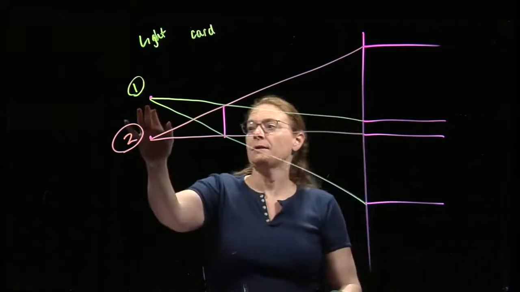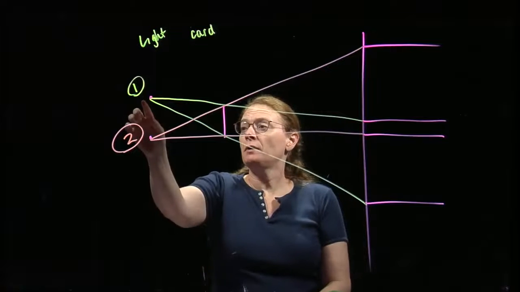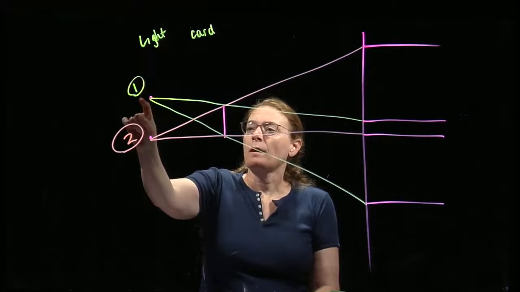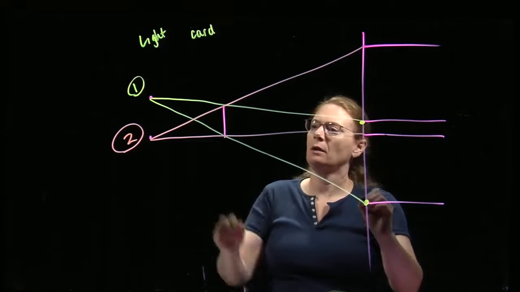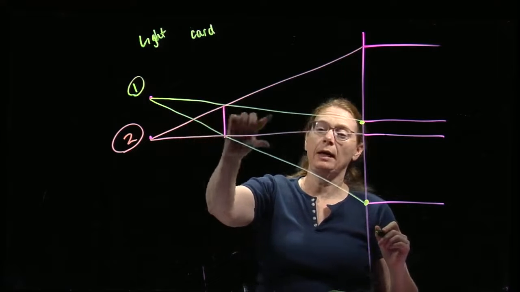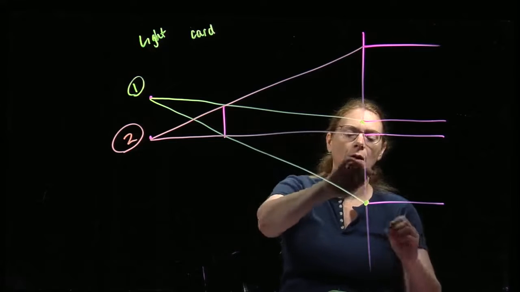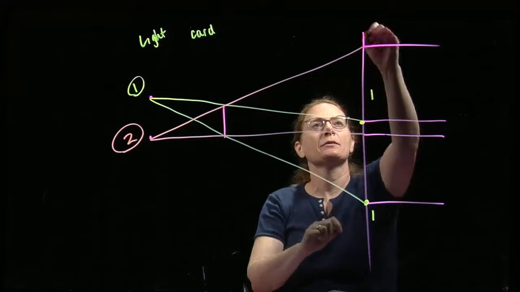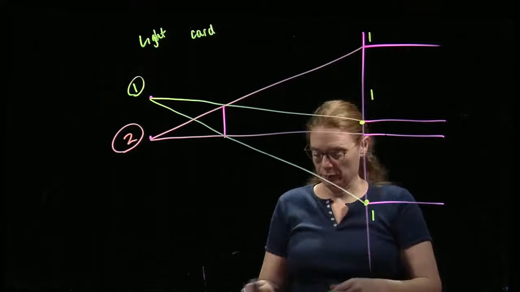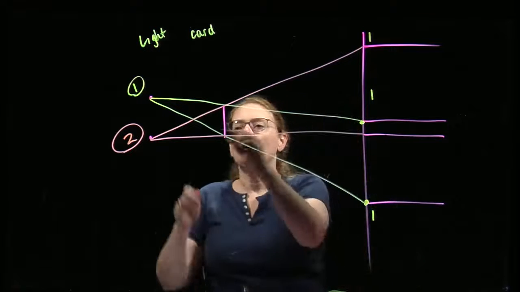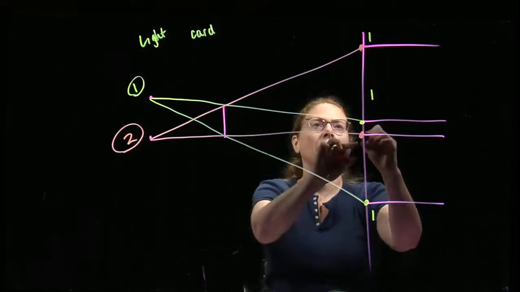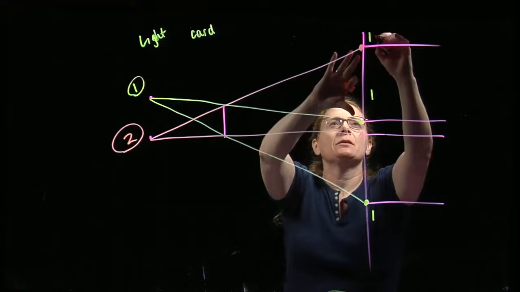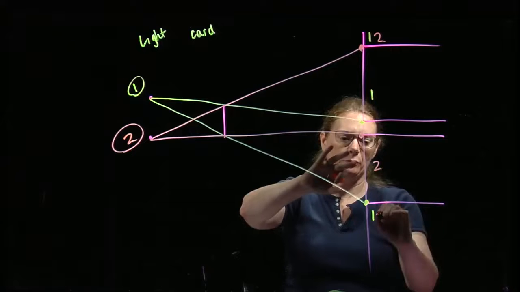Let's take these lights one at a time. For light source number 1, it is blocked from here to here. So it cannot shine from here to here, but it can shine everywhere else. So I've got light number 1 in those areas. Same thing with number 2. Number 2 is blocked from here to here, but outside of these 2, we have light number 2 shining.